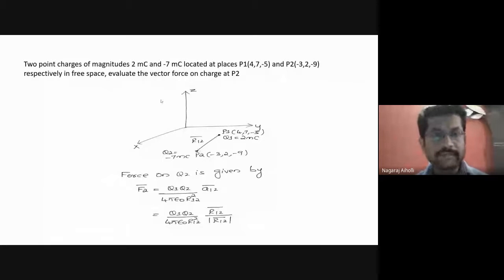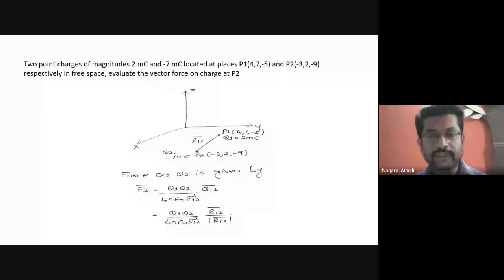Read the given statement. There are two charges of magnitude 2 millicoulomb and minus 7 millicoulomb. There are two charges, Q1 and Q2. Where are they located? They are located at P1 of (4, 7, minus 5). It is some point in free space. So I'll take this as P1. Mark the X, Y, Z coordinates like this. Then take a point P1 of (4, 7, minus 5), assuming it is a random point.